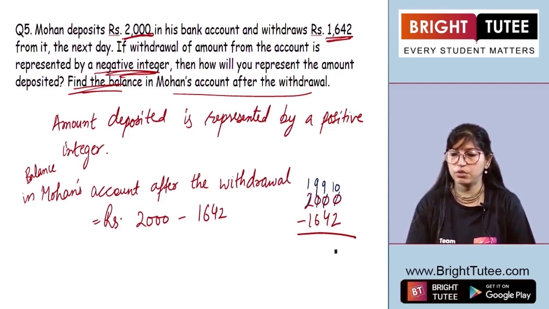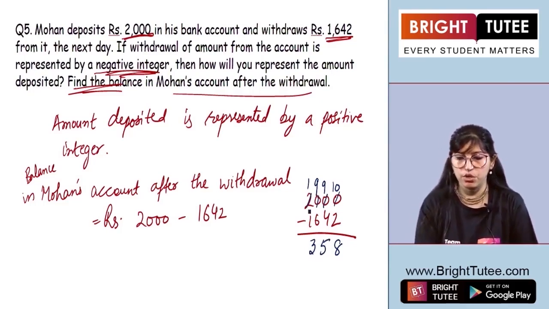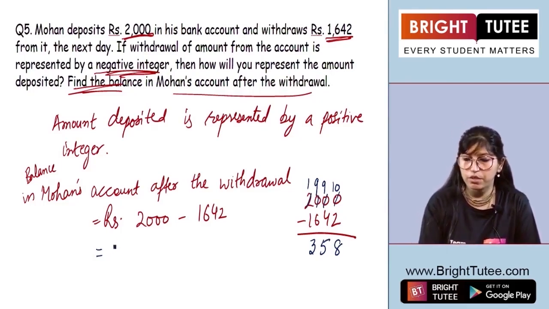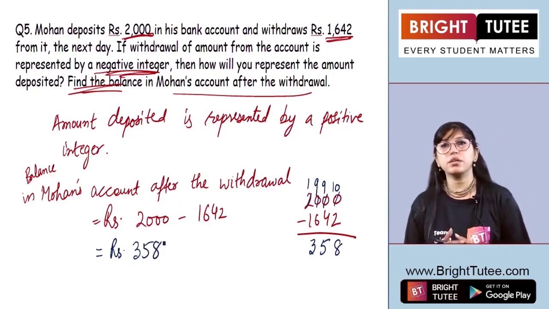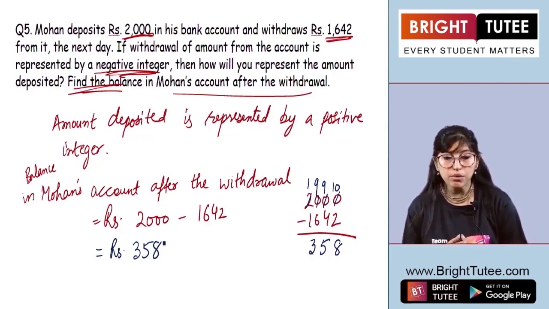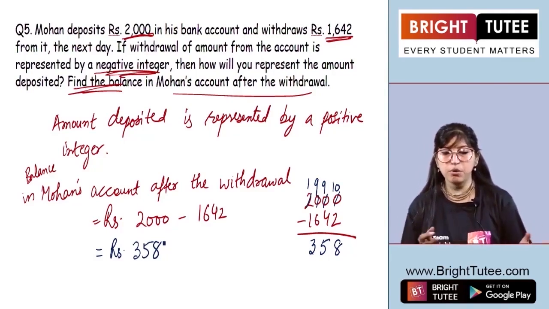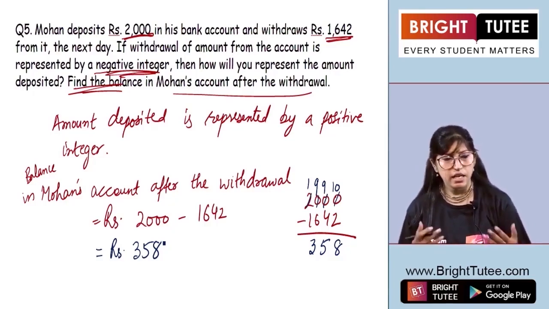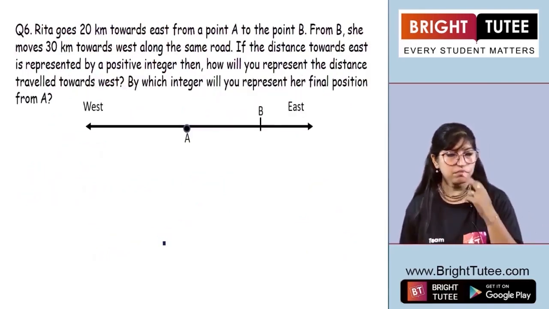So now 10 take away 2 will be 8. 9 take away 4 will be 5. 9 take away 6 will be 3. And 1 take away 1 will be 0. So actually the amount which would be there, or the balance in Mohan's account after the withdrawal, will be 358. So this is the question. Try and underline all the basic information which we needed and the thing which they are asking. So the balance in Mohan's account after the withdrawal is rupees 358. Let's move on to another question now.